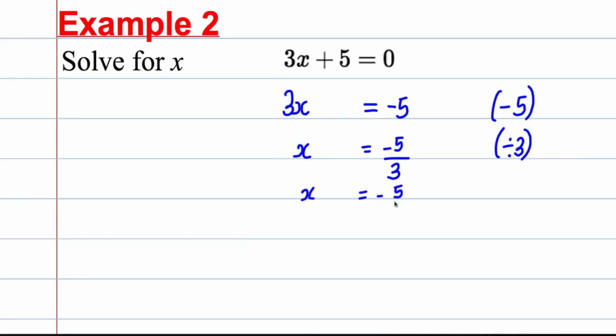Now students would like to decimalize that, and if they did, and you shouldn't really write this down, they would get negative 1.6 recurring. It's nicer to leave your answer as a fraction like this, as it is accurate. Do not write, whatever you do, negative 1.6 unless you are told to give your answer to a certain number of decimal places. Again, let's check our work.